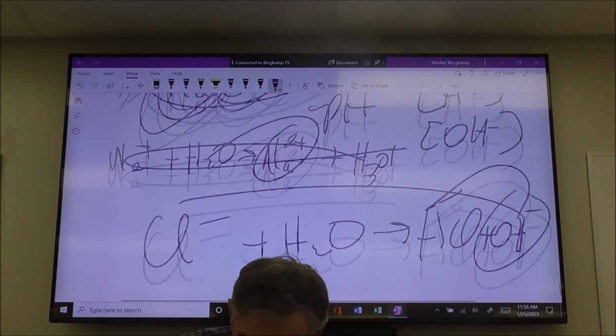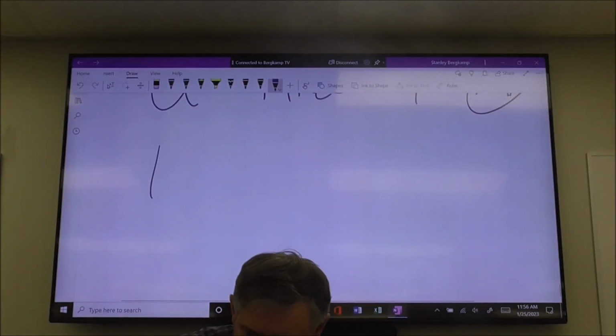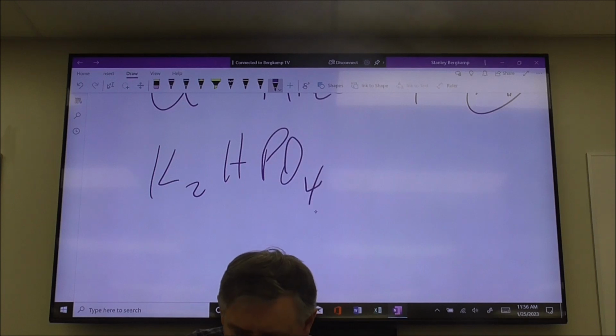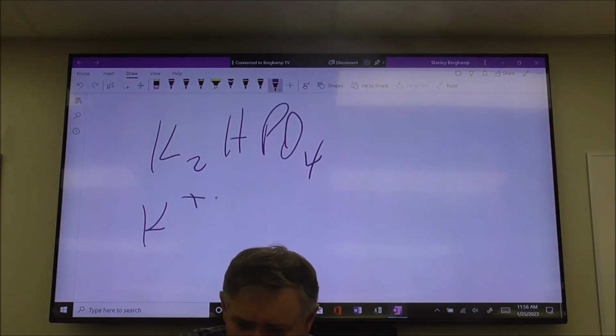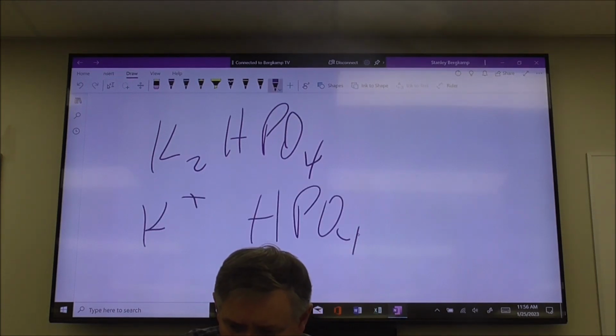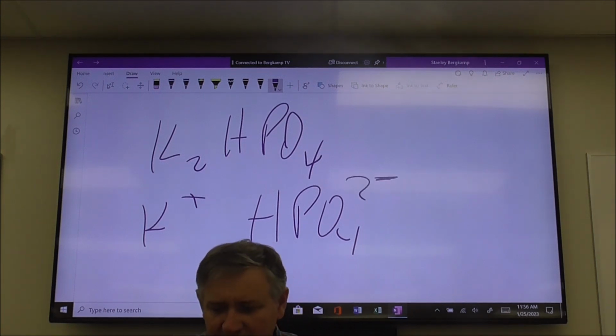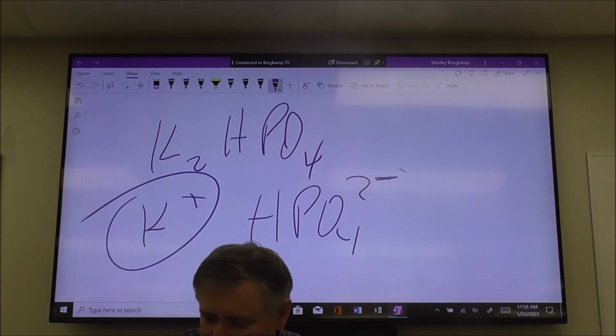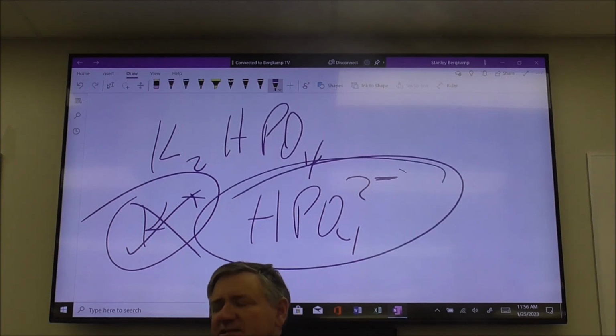Now, in contrast to this, you have K2HPO4. Okay? So you want to look at the cation and then the HPO4 ion. Okay? Actually, that's 2 minus. Is the potassium going to do anything? God, no. Look at the HPO4 2-. Is that the conjugate base of a weak acid?